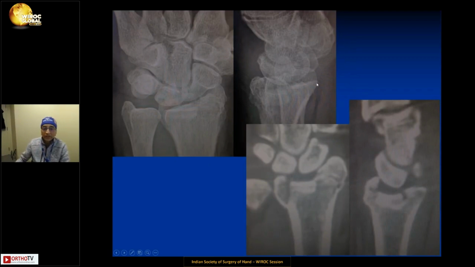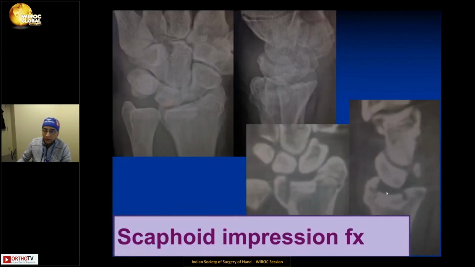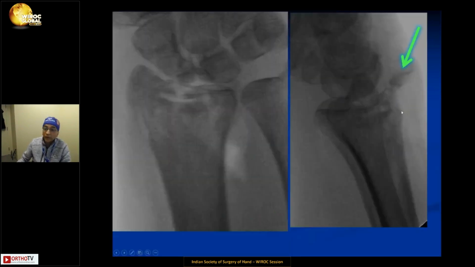Now what you're going to see here, again, volar cortex is completely intact, but the scaphoid has punched into the radius. This is the scaphoid impression fracture, and depending on the position of the wrist, whether it's radially deviated or ulnarly deviated, the size of the fragment is decided by that impression. So this is not something you will approach with a volar lock plate. You approach it dorsally. This dorsal fragment that you see here, you open it up like a trap door, or what I call a manhole cover, as shown by this green arrow. You can elevate the punched in articular surface, and you add a bone graft substitute.